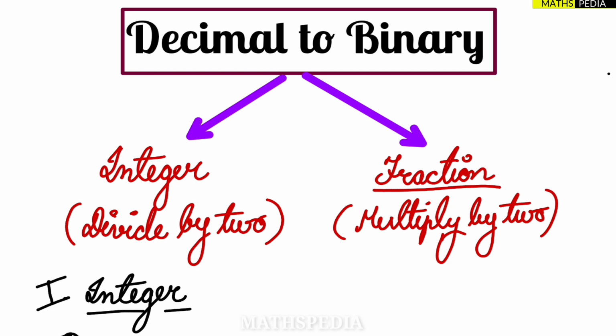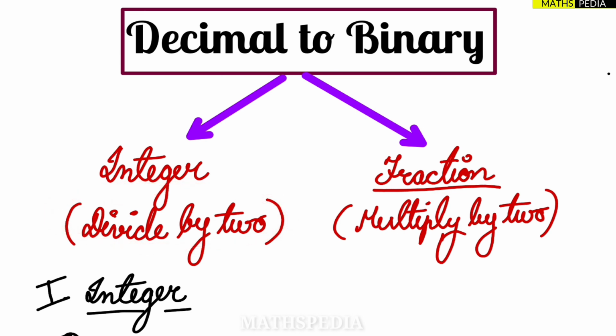So when do we divide and when do we multiply? Whenever the decimal number is given as an integer, for example 25, 35, or 312, direct integers, we divide. Fractions mean a decimal point will come, for example 1.237 or 0.372. Whenever a decimal point comes, we go for multiplication. Whenever there are direct integers without a decimal point, we go for division.